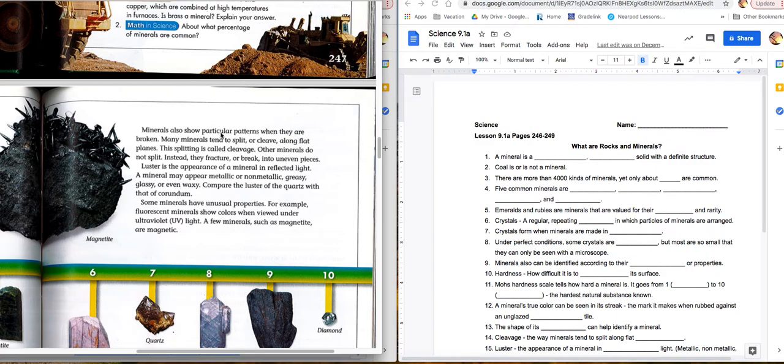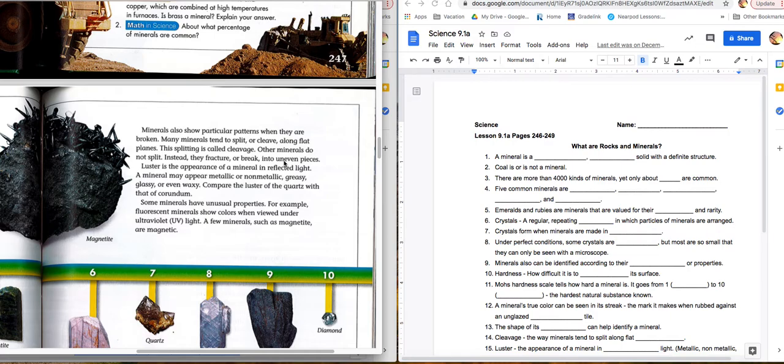Minerals also show particular patterns when they are broken. Many minerals tend to split or cleave along flat planes. This splitting is called cleavage. Other minerals do not split. Instead, they fracture or break into uneven pieces. Okay, so number 14, the way minerals tend to split along flat planes.